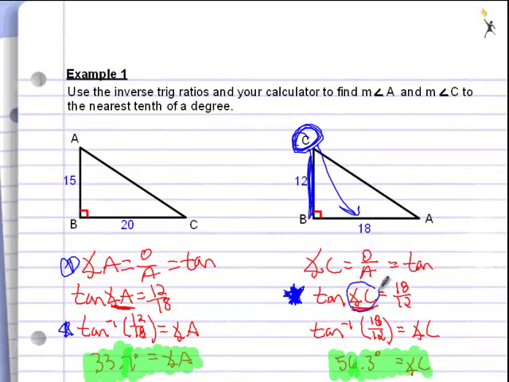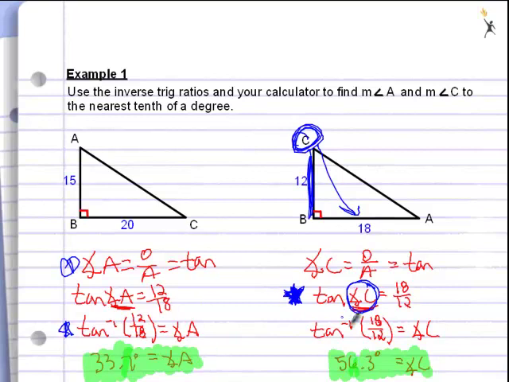Well, if we're looking for angle C, we want to do the inverse of this function. The inverse of the tangent function is the inverse tangent function. So the inverse tangent of 18 over 12 gives me angle C. When you punch in your calculator inverse tan of 18 over 12, you get 56.3 degrees, rounded to the nearest tenth. Now, once you solved angle A, you could have just said 180 minus 90 minus 33.7 gave you angle C. Or if you already solved for angle C first, you could say 180 minus 90 minus 56.3 gives you angle A.